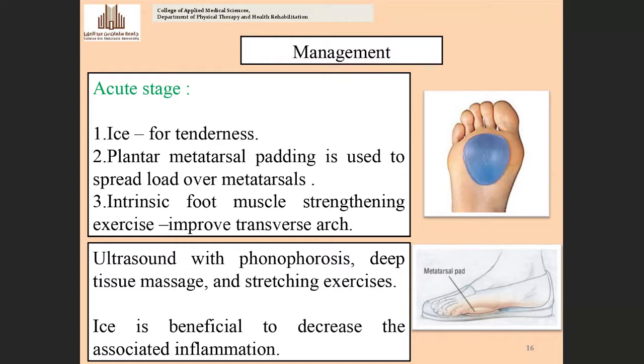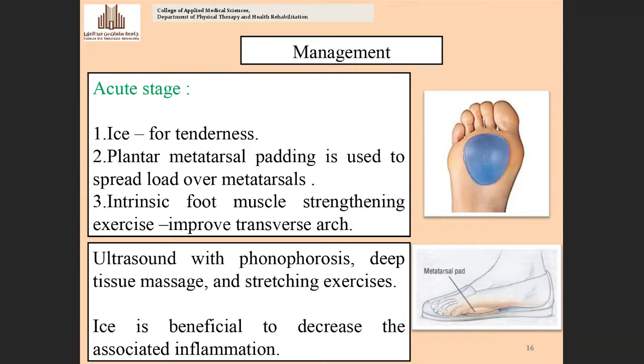And the plantar metatarsal padding. This is a cushion. You can see this picture. This is known as a pad, a cushion pad. You can apply it inside the shoes or in your footwear. This is made up of silicone. The metatarsal padding is used to spread load over the metatarsal bones.